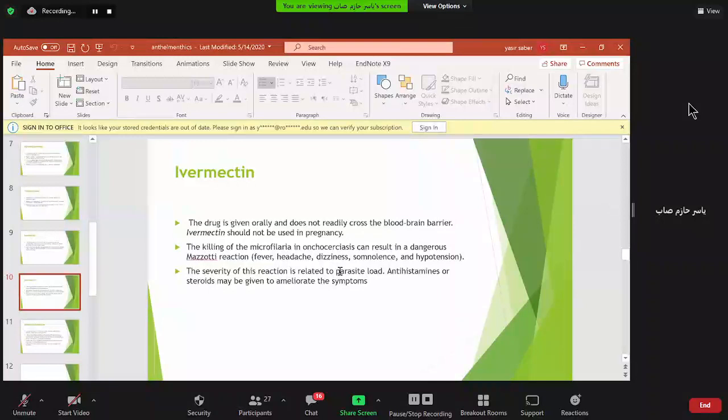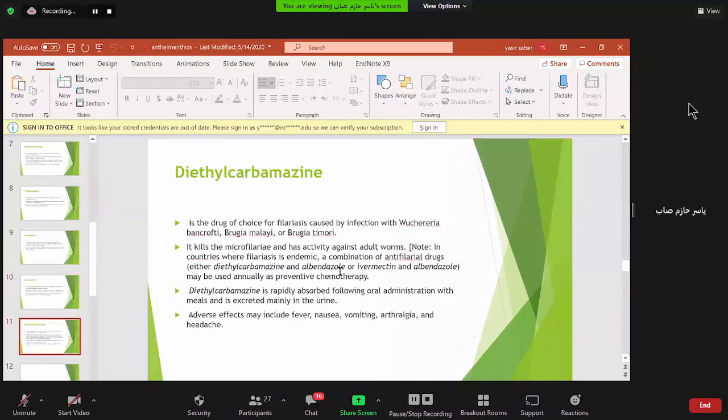Diethylcarbamazine is the drug of choice for filariasis caused by infection with Wuchereria bancrofti, Brugia malayi, and it kills the microfilaria and has activity against adult worm. كملاحظة, in countries where filariasis is endemic, the combination of antifilarial drugs like diethylcarbamazine and albendazole or ivermectin and albendazole may be used annually as a preventive chemotherapy. فالمكان اللي عادة endemic من فترة وفترة ترجع لهم، فعادة ينطوهم as a prophylaxis combination.